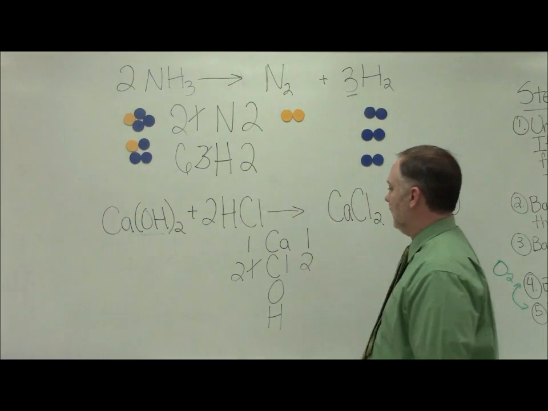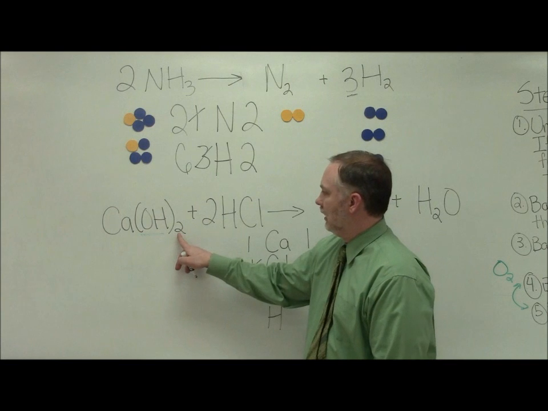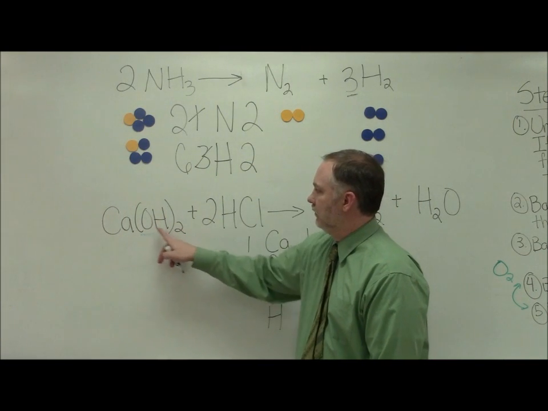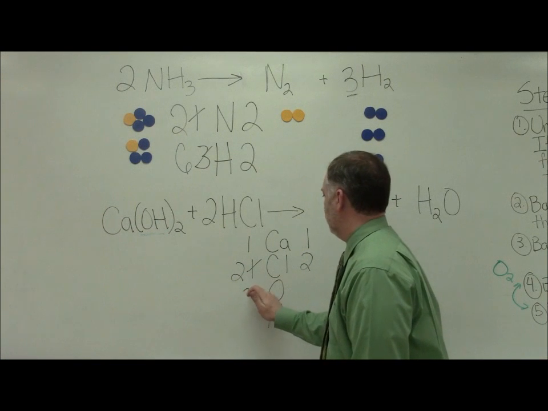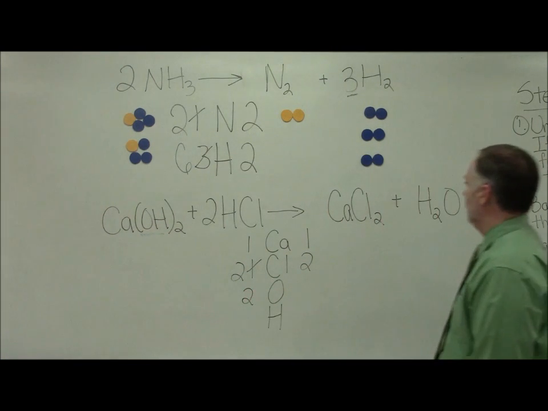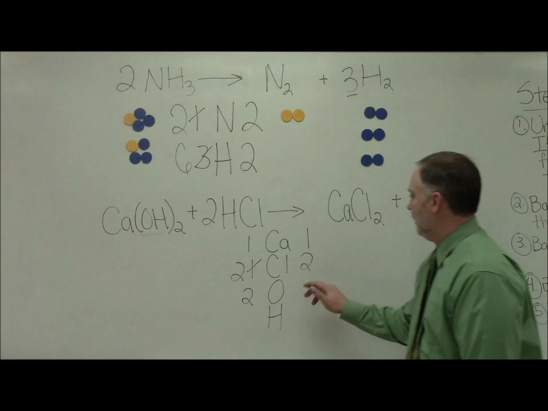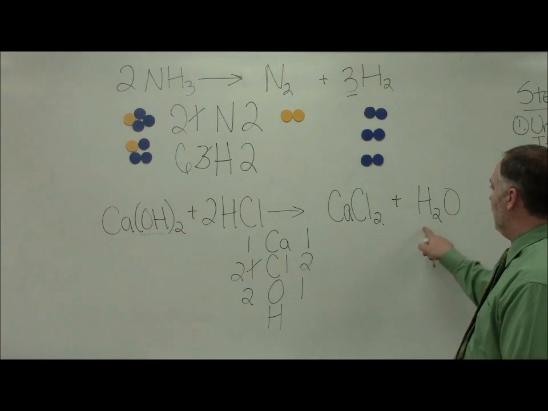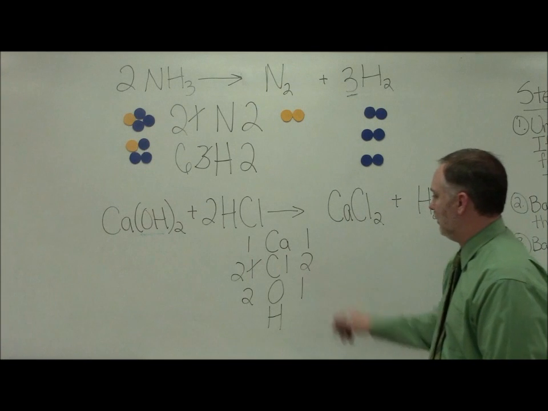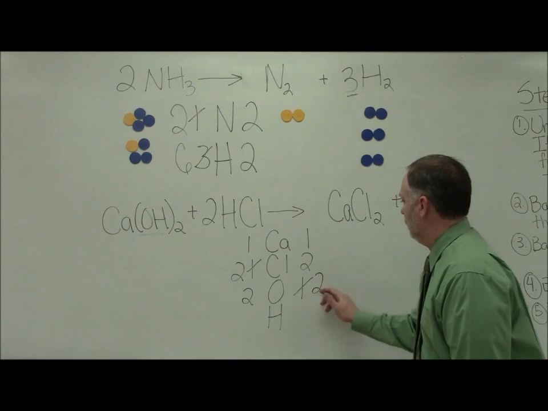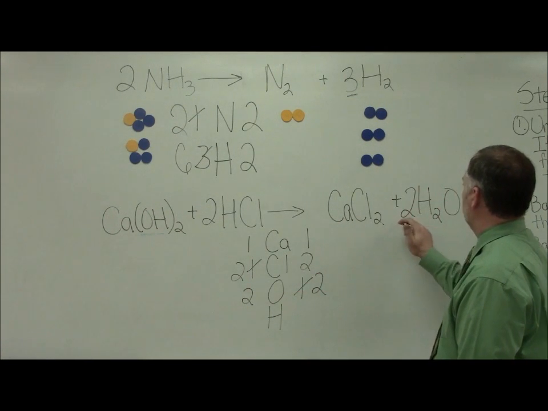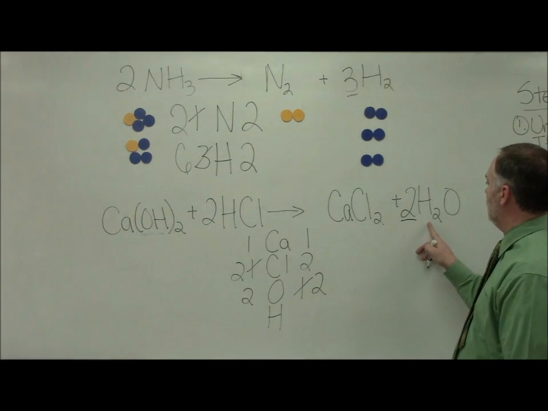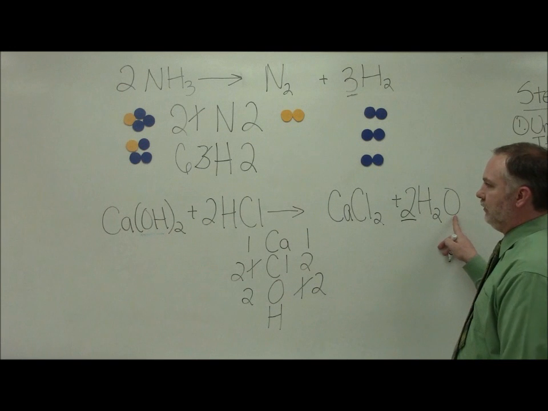Next thing I'm going to look at is oxygen. I got 2 in the parentheses there, it distributes. 2 times 1, I got a total of 2 oxygens. And on the right, I only have 1, okay? So I'm going to have to fix this right here. I want to make this 2 by putting a big coefficient in front of the water here, H2O. And so now I have 2 there.